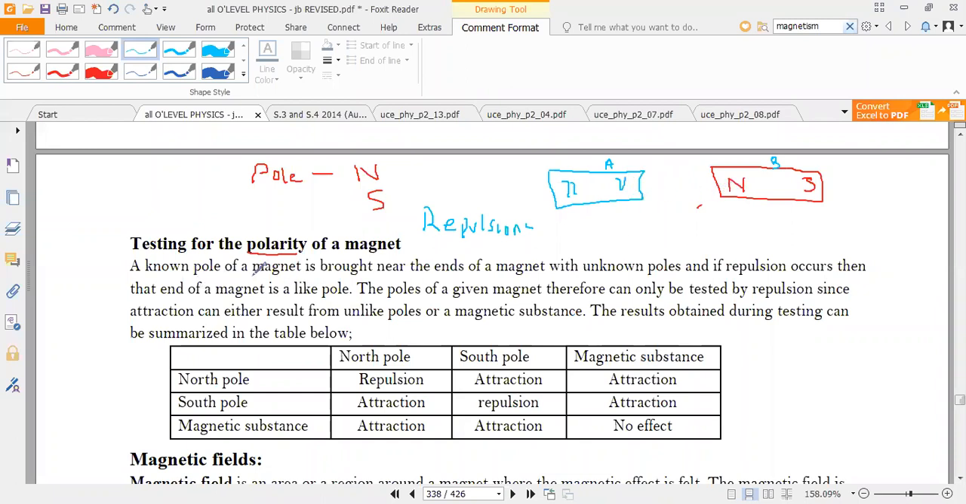Basically what we do is that a known pole of a magnet is brought near the ends of a magnet with unknown poles. If repulsion occurs, then that end of the magnet is a like pole. If this pole repels this other pole, it implies that this pole is similar to this, since according to the law of magnetism, like poles repel and unlike poles attract. So we don't conclude on the attraction.